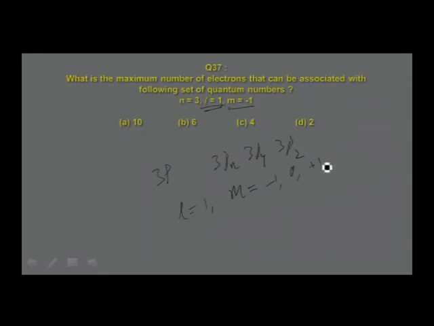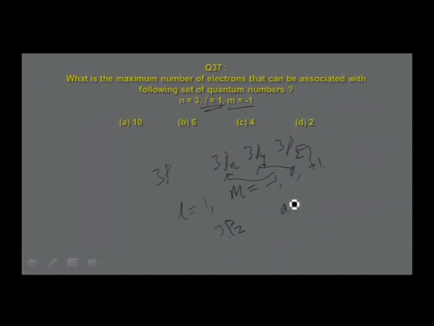Therefore, you now understand when m is equal to minus 1, it is 3px orbital. m is equal to 0, it is 3py orbital. m is equal to plus 1, it is 3pz orbital. So, in the given question, it is minus 1. That means it is 3pz orbital. 3pz orbital alone is possible for these quantum numbers.